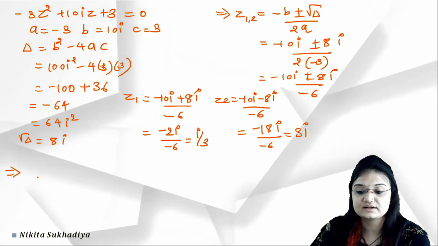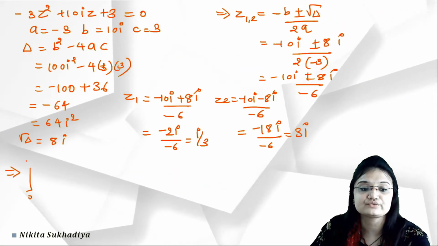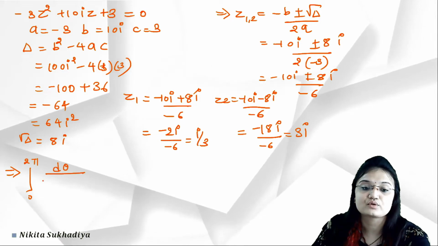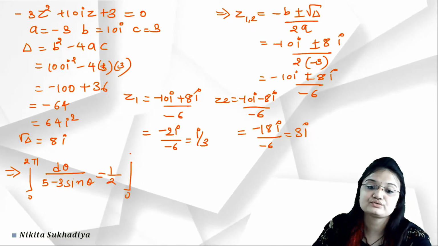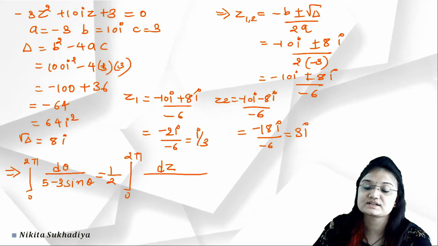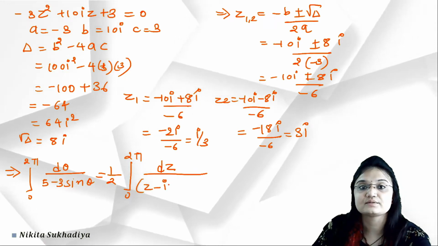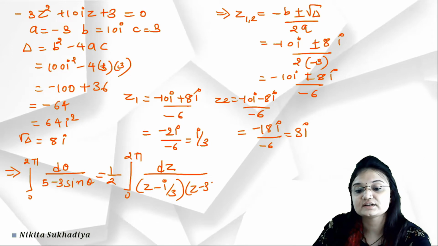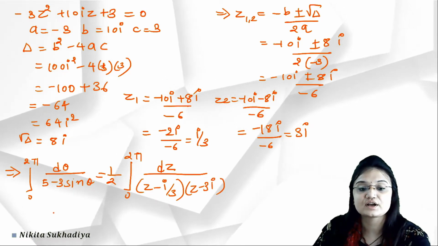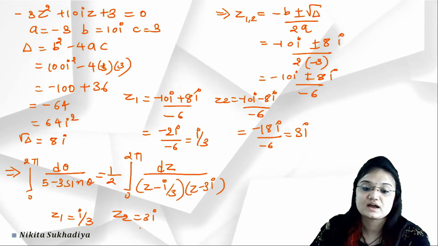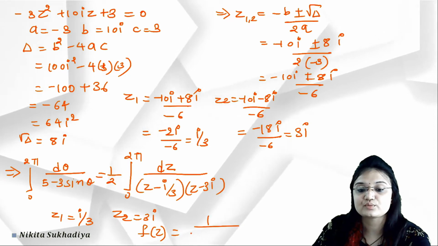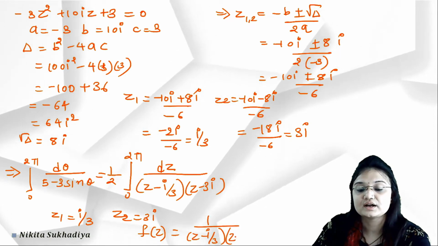Okay, so here we can write this integration, that is, the integration from 0 to 2 pi of d theta upon 5 minus 3 sin theta, is equal to 1 by 2 times the integration from 0 to 2 pi. Here we have dz, and here we can write like this: z minus i by 3 and z minus 3i. So you can clearly see that here we have two poles. The first one is z1 is equal to i by 3 and the second is z2 is equal to 3i. And here we have the function f of z, that is 1 upon z minus i by 3 and z minus 3i.